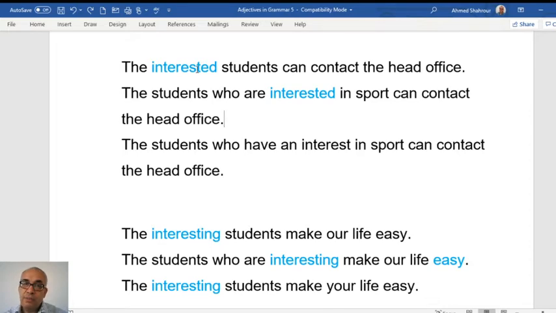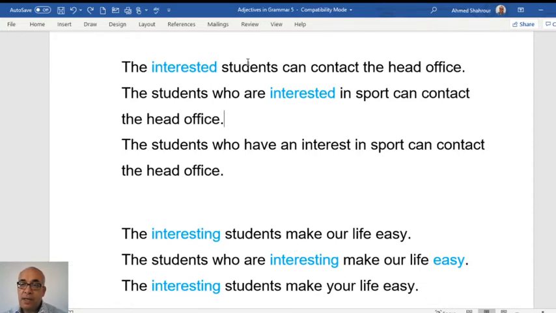Why is interested a past participle? Because it has ed. Why is it an adjective? Because interested comes before students. The word student is a noun. I use interested before a noun. So interested is an adjective for the noun students.